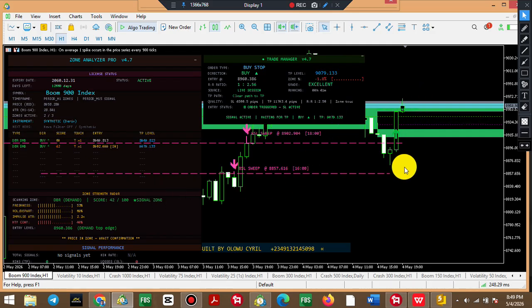Now, talking about this particular software, for you to utilize it to the fullest, it will be safer for you to install it on a VPS. Here's the reason. When you leave it on your mobile or your PC, you can't be actively on your chart all the time. That means you can't sit down 24/7 on your chart expecting a signal.